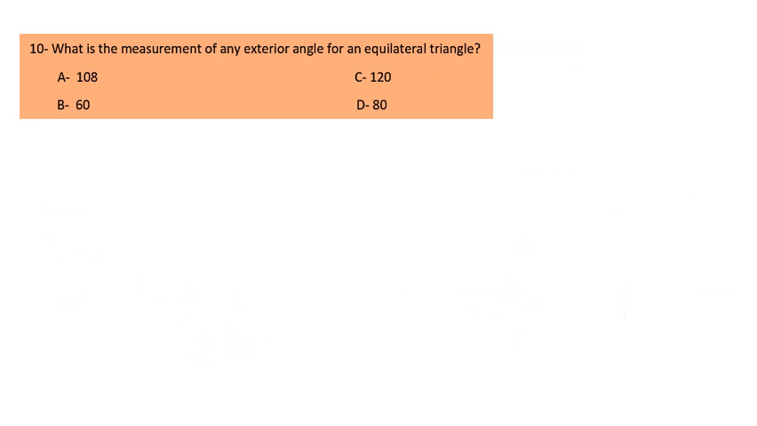What is the measurement of any exterior angle of an equilateral triangle? An equilateral triangle is a triangle whose three sides are equal and each interior angle is equal to 60 degrees. So the measure of the exterior angle is equal to 120.